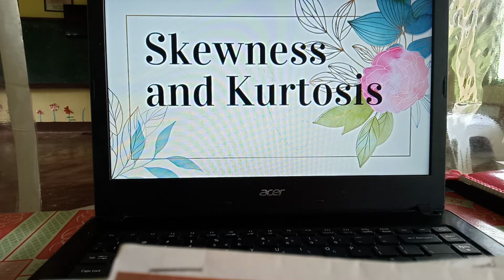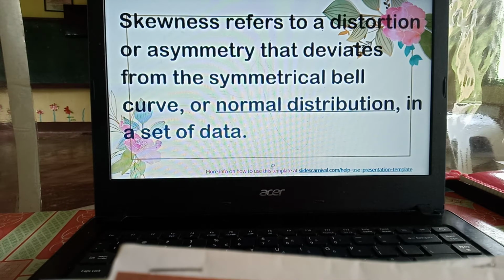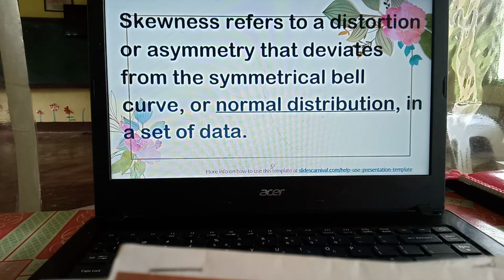Today I will be discussing skewness and kurtosis. First, let us define what skewness is. Skewness refers to a distortion or asymmetry that deviates from the symmetrical bell curve, or normal distribution, in a set of data. If the curve is shifted to the left or to the right, it is said to be skewed. Skewness can be quantified as a representation of the extent to which a given distribution varies from a normal distribution.